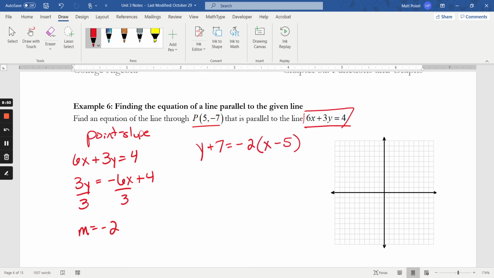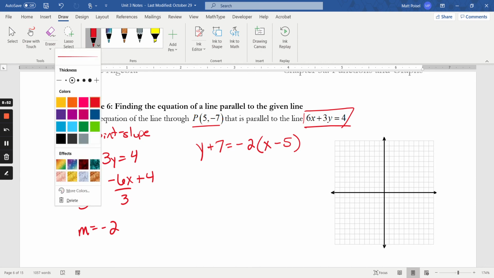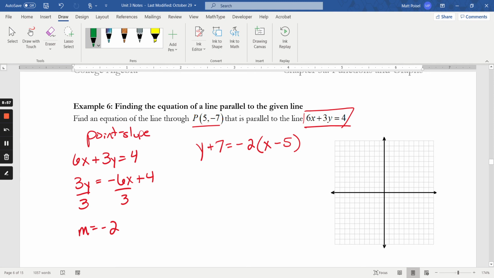Now that's an okay answer. Real quick, just so you can sort of see what we would do if we needed to get it into a different form, maybe slope intercept form. We'd go ahead and distribute there.